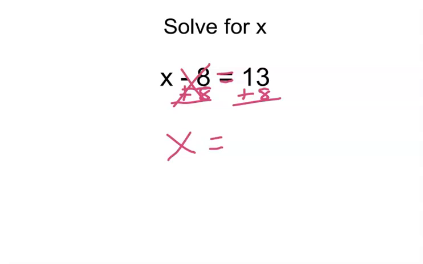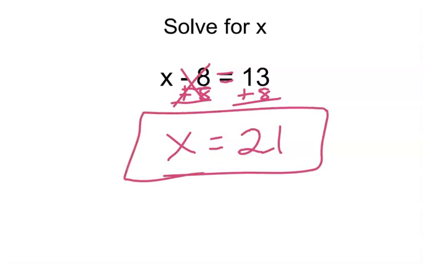And then all we have to do is 13 plus 8. So 13 plus 8 is 21. So x equals 21. And we can check that by doing 21 minus 8. And if we do 21 minus 8, that will give us 13. So we know for sure that x equals 21. And again, you just do the opposite operation of what's actually happening. Since it's subtracting 8, we just added 8 to both sides, and that gives us the value of x. All right, that's it for today's work.